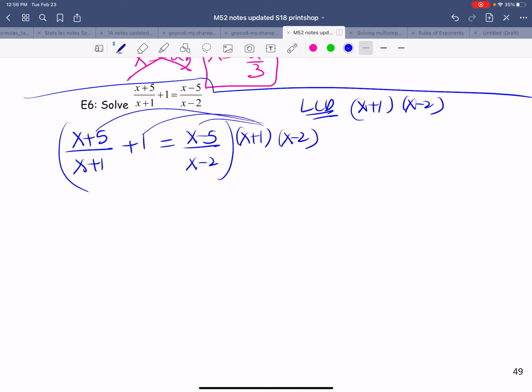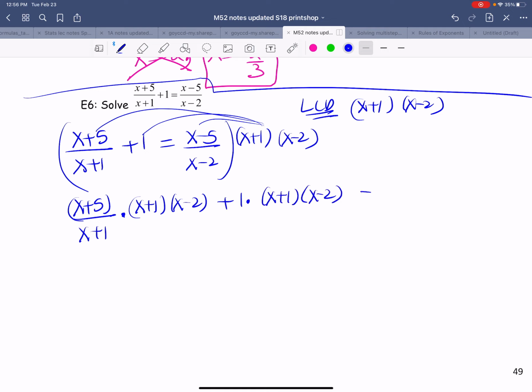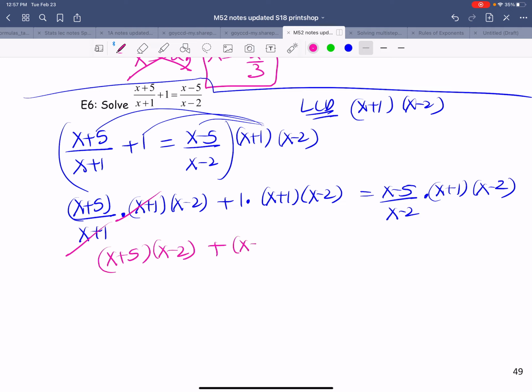Let's go ahead and distribute this LCD into both sides of the equation. x plus 5 over x plus 1 times x plus 1 times x minus 2 equals x minus 5 over x minus 2 times x plus 1 times x minus 2. All right, it is time to cancel all the common factors between numerators and denominators, and then a lot of foiling involved here. x minus 5 times x plus 1. All right, let's start foiling.